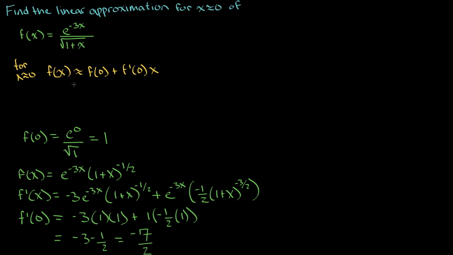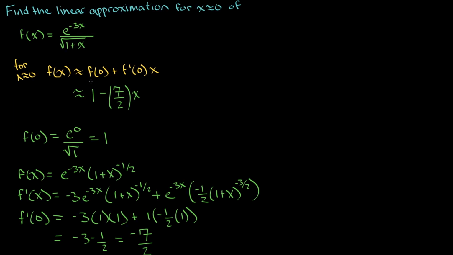So now we have everything we need to construct a linear approximation. So let's come back up here and fill in what we found. f of 0 we said was 1, and then f prime of 0 is negative 7/2. So negative 7/2, and then times x. So that's our linear approximation, and we could use this to approximate values of our function for x values near 0.